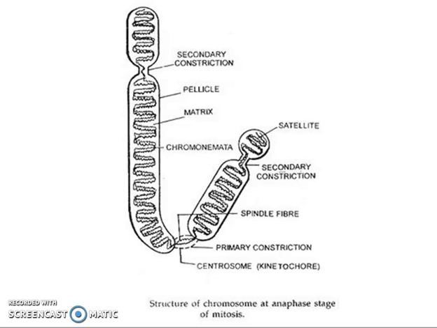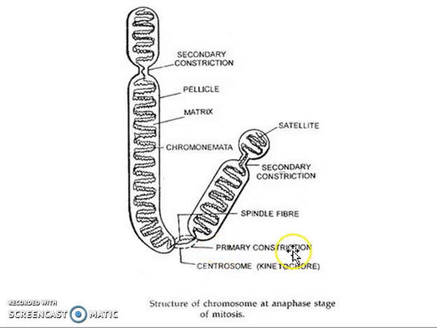Then coming to the structure, if you are seeing the diagram, this is a typical structure of a chromosome at an anaphase stage of mitosis. You can see the chromosome should appear like this. Here it has different structures mentioned. For example, this area is called the secondary constriction, and this area, the centromere area, is called the primary constriction.